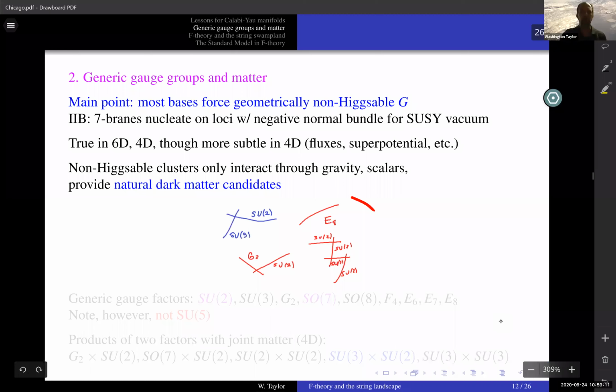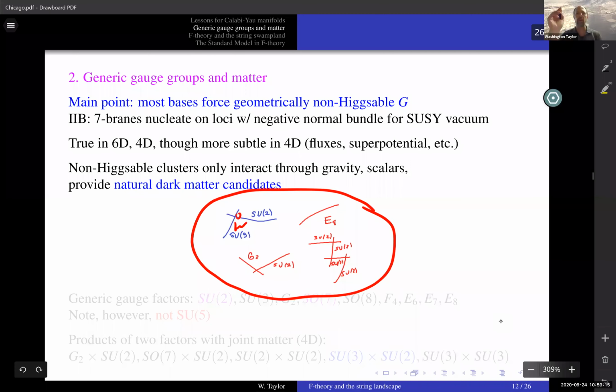So for instance, we might have an SU3 cross SU2 with some matter living at the intersection locus. But these different clusters will only interact with one another through gravity and scalars. So this provides a very natural setting for dark matter. In other words, if we have one cluster which contains the standard model, F-theory generically will give you a dozen or so other geometrically non-Higgsable clusters, which are very natural dark matter candidates. And there's a whole fascinating story we could talk about there.